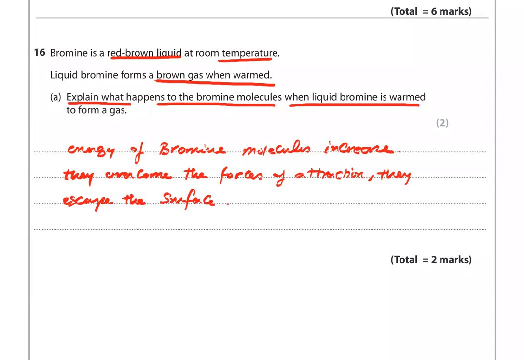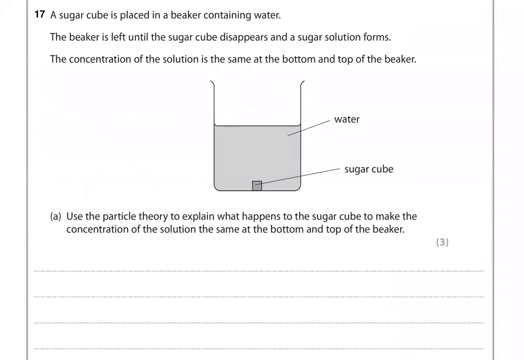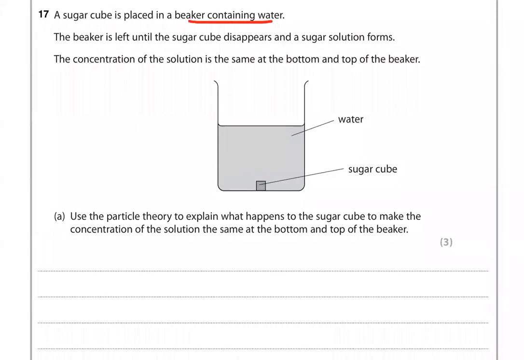Okay, that's question 16. Question 17. A sugar cube is placed in a beaker containing water. The beaker is left until the sugar cube disappears and a sugar solution forms. The concentration of the solution is the same at the bottom and the top of the beaker. So this means there is even distribution. Use the particle theory to explain what happened to the sugar cube to make the concentration of the solution the same at the bottom and the top of the beaker.